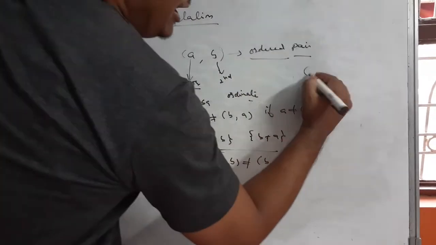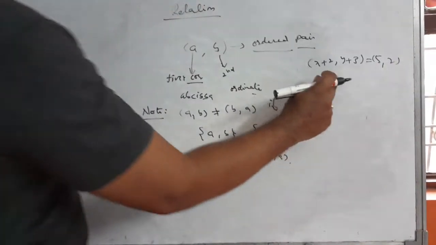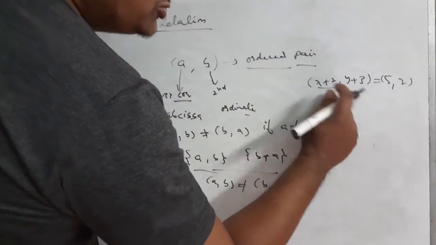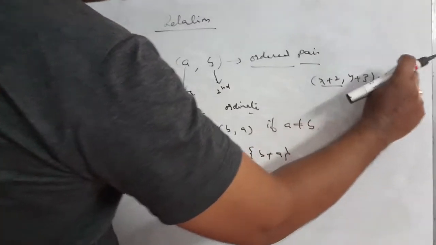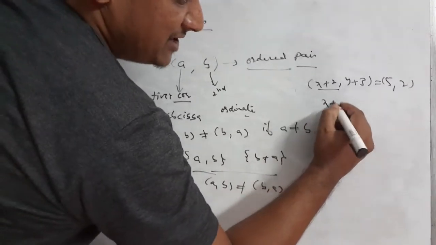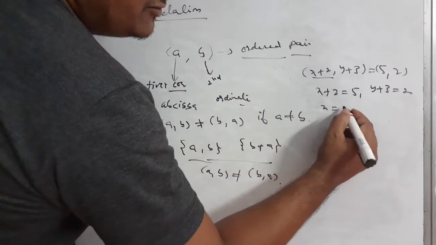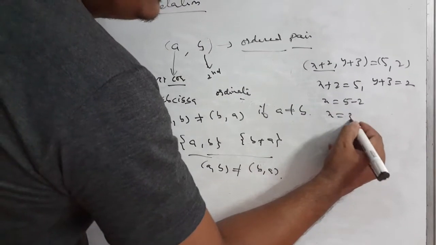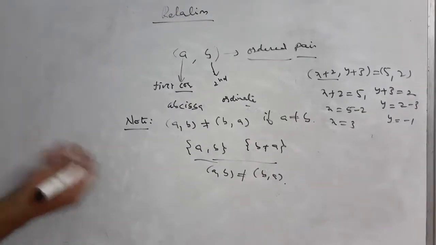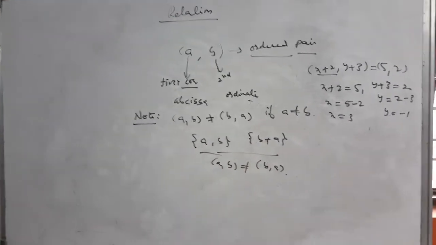If it is given (x plus 2, y plus 3) is equal to (5, 2), then the first coordinate is equal to the first coordinate and the second coordinate is equal to the second coordinate. The corresponding values are equal. Then x plus 2 is equal to 5 and y plus 3 is equal to 2. From this x is equal to 5 minus 2, that is x is equal to 3. y is equal to 2 minus 3, that is minus 1. So we can find the values of x and y: x is equal to 3 and y is equal to minus 1.